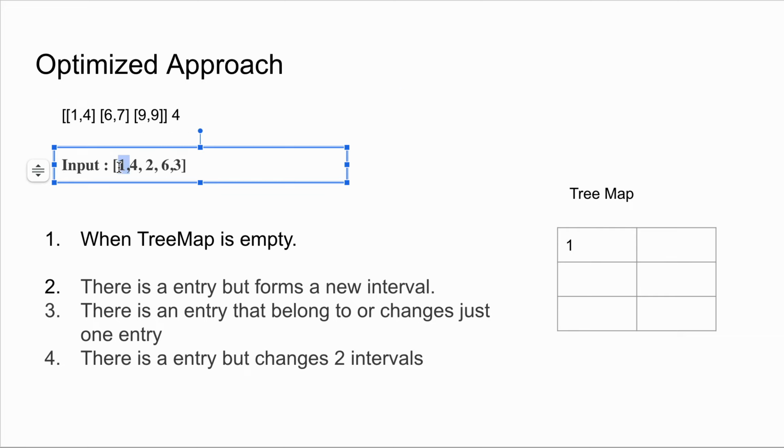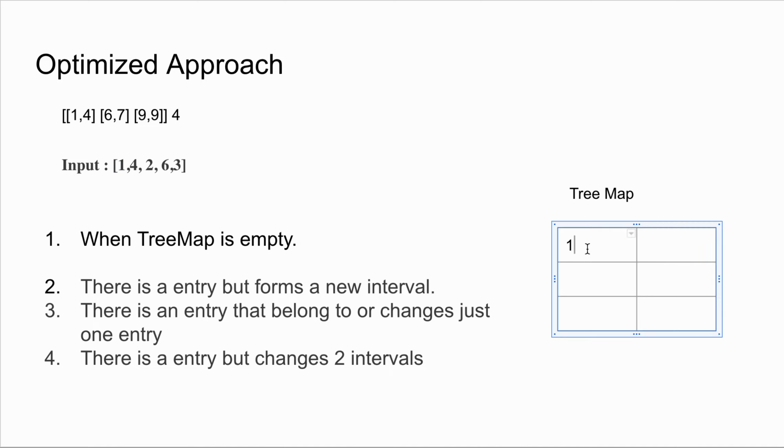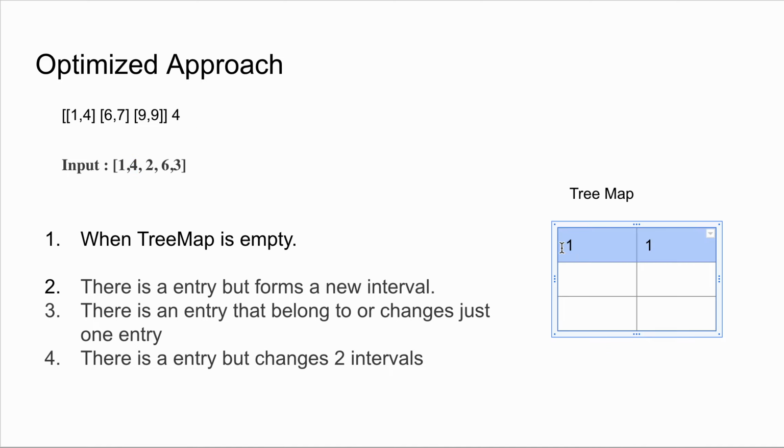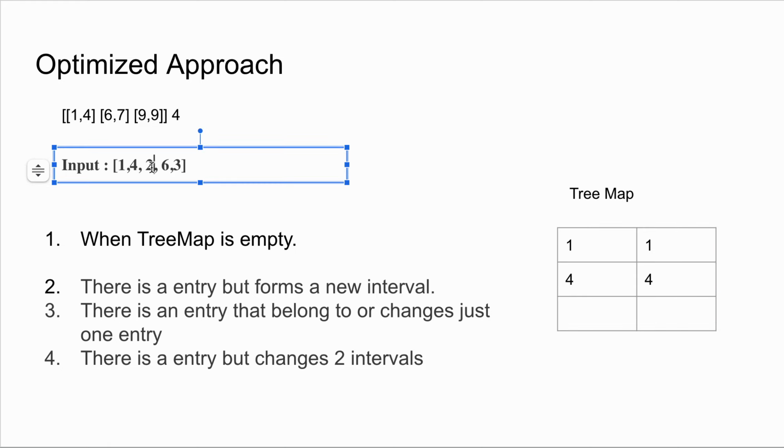Now we have to add 1. How do we add to this tree map? There is nothing in the tree map, so we will just add 1 and 1. This will be our first entry. Then we have to add 4. We check, does this have any relation with the existing values? No, it does not. So we will just add 4, 4. Then comes an interesting part. How do we add 2 here?